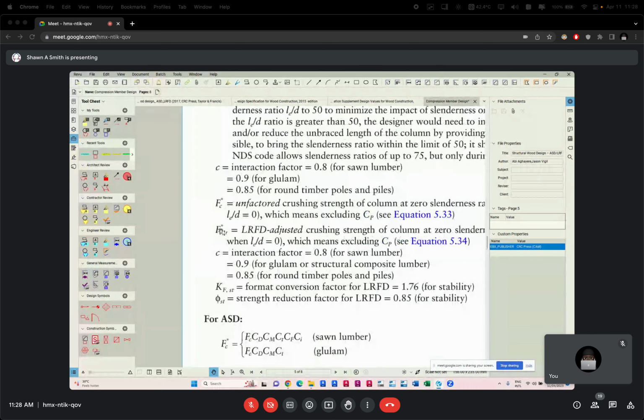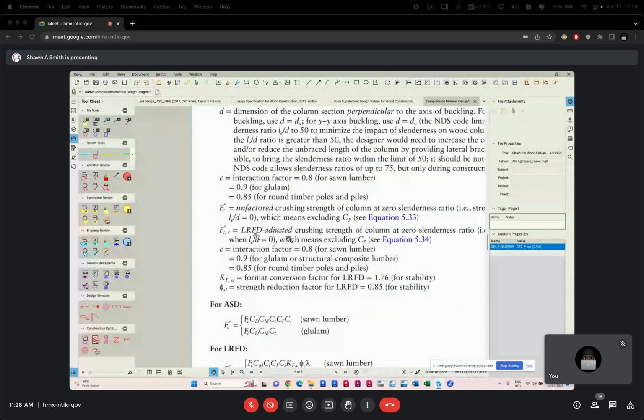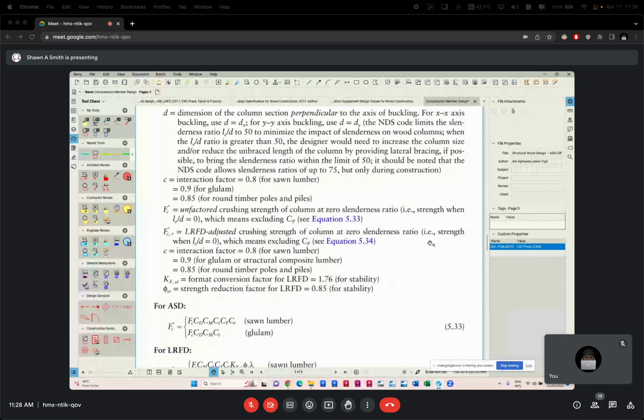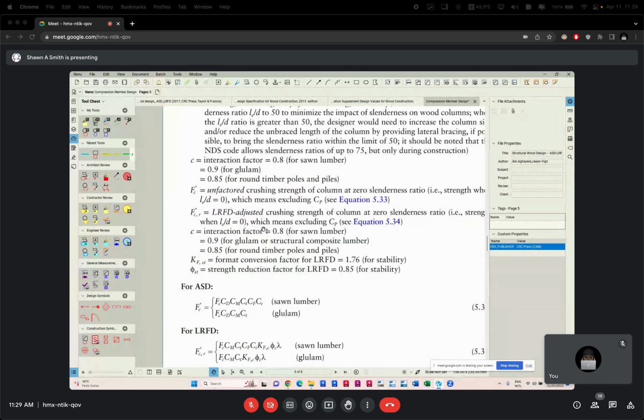Fc* for LRFD is the adjusted crushing strength of a column at zero slenderness. That is the strength when Le over D equals 0, which means Cp excluded. c is the interaction factor. This is for LRFD now. 0.8 for sawn lumber, 0.9 for glulam, 0.85 for round poles, right? So the same factors as for ASD. And KF is a conversion factor. It is 1.76 for stability, all right?